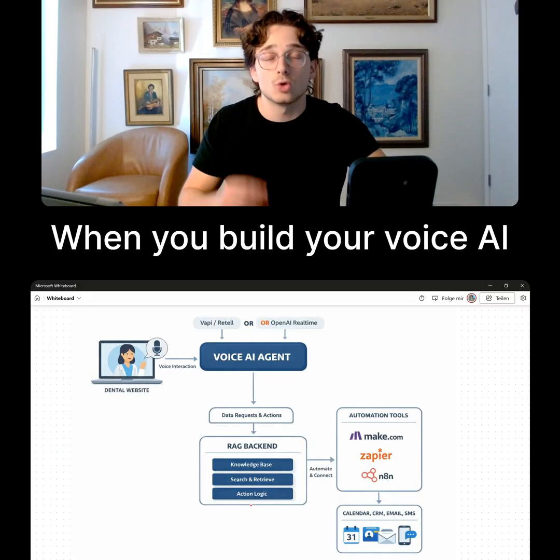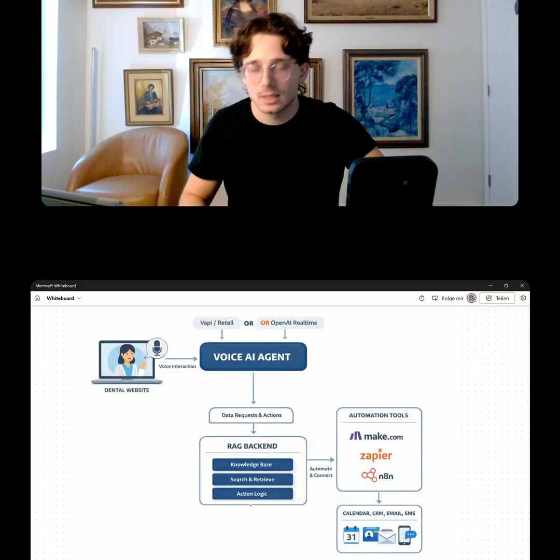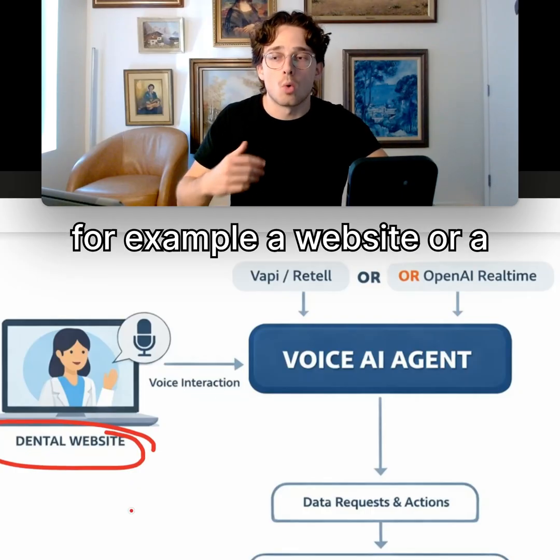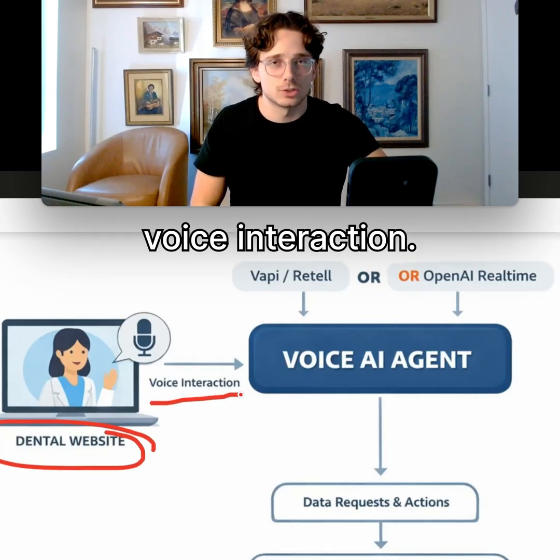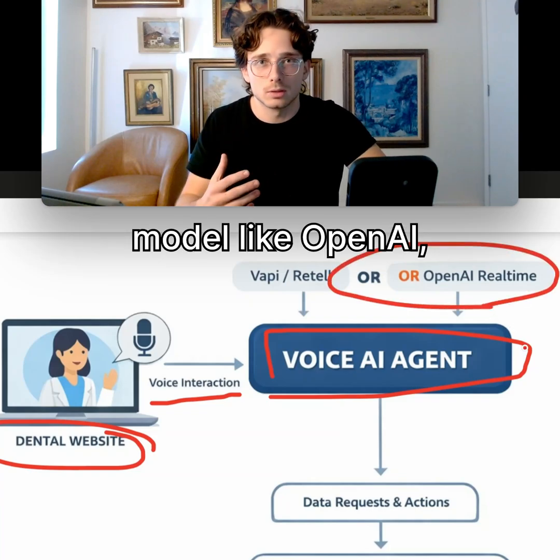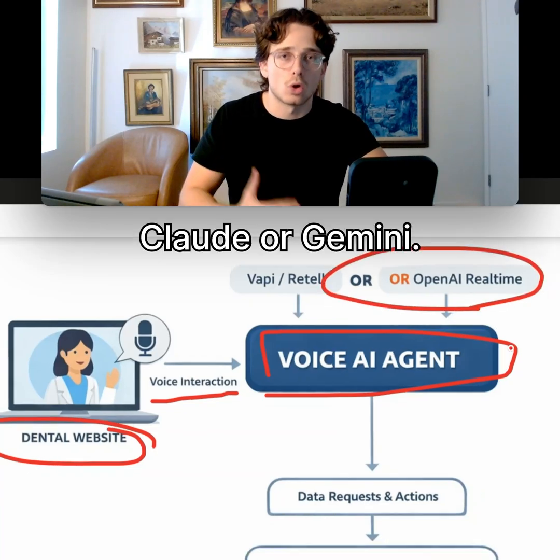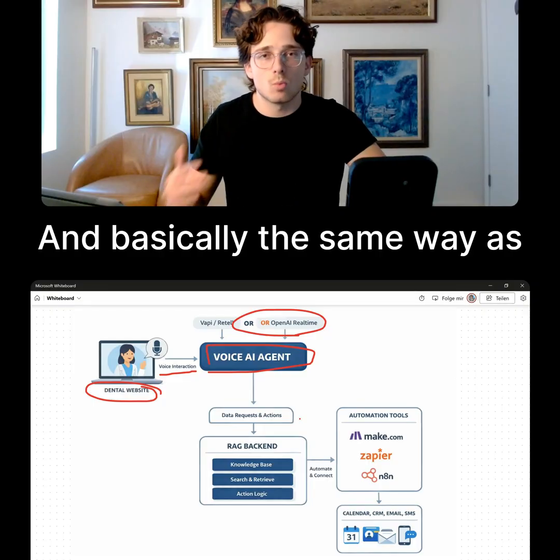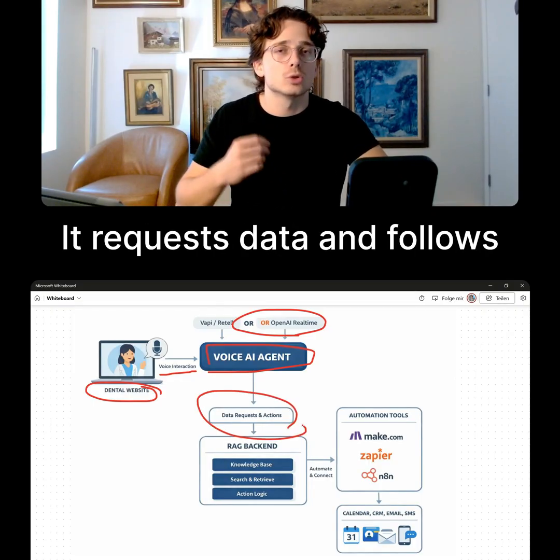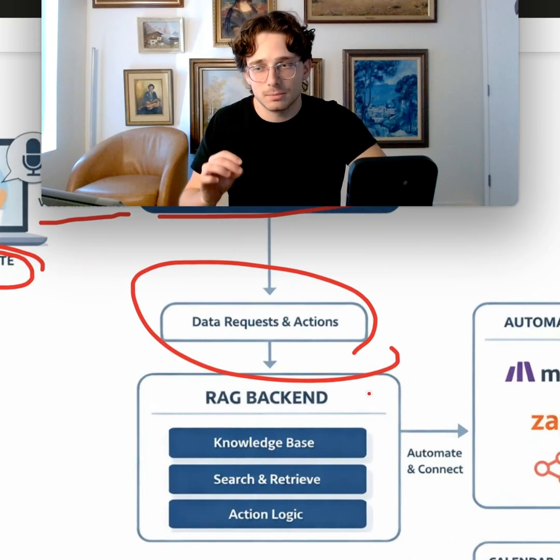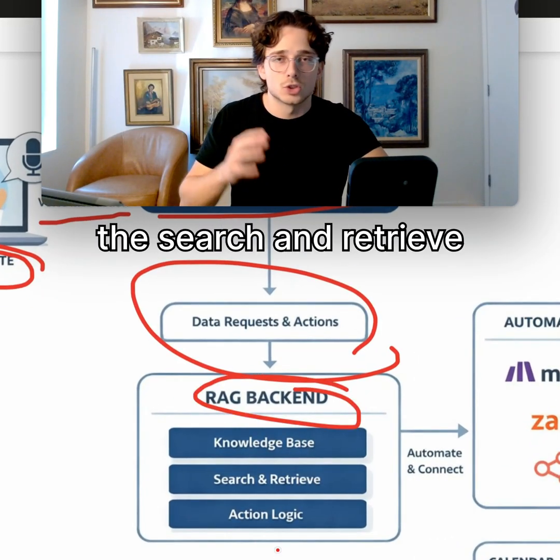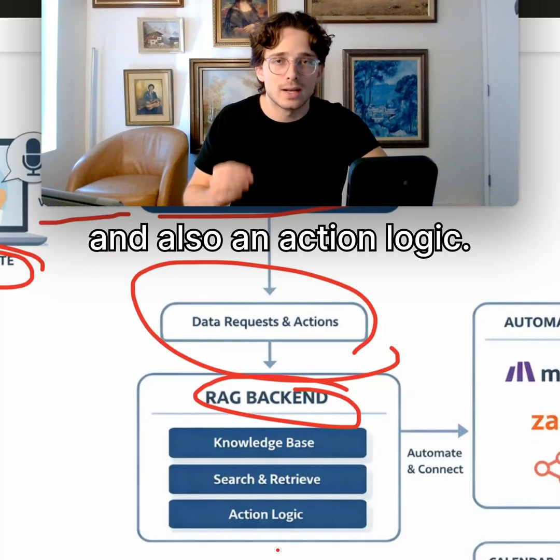That's all. When you build your voice AI or a chat agent, it usually looks something like this. You need a first touch point, for example, a website or a phone number for the initial voice interaction. Then it leads to the voice AI agent, which is based on any language model like OpenAI, Claude, or Gemini. Basically the same way as ChatGPT works, it requests data and follows with action. And those actions are set up in our RAG backend. In this backend, we have the whole knowledge base, the search and retrieve function, and also an action logic.